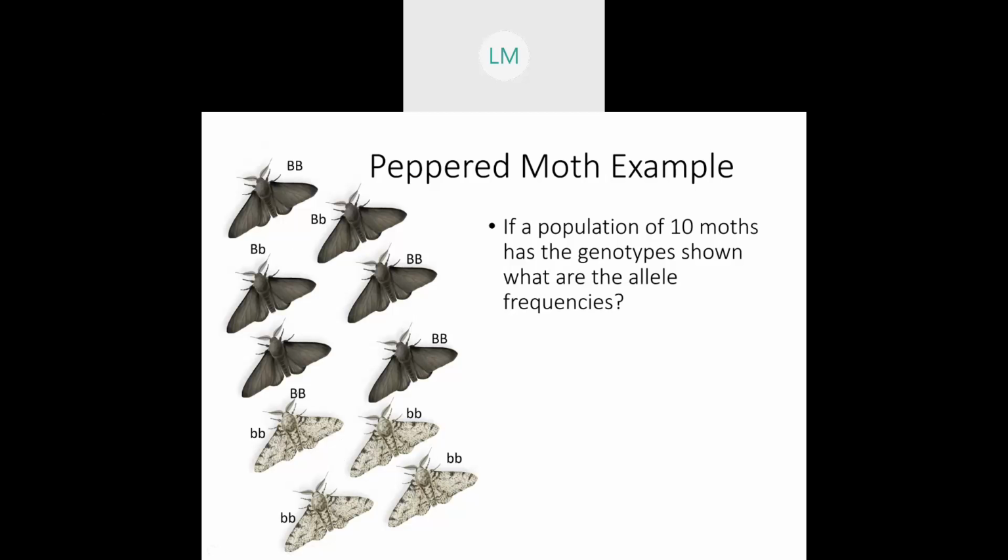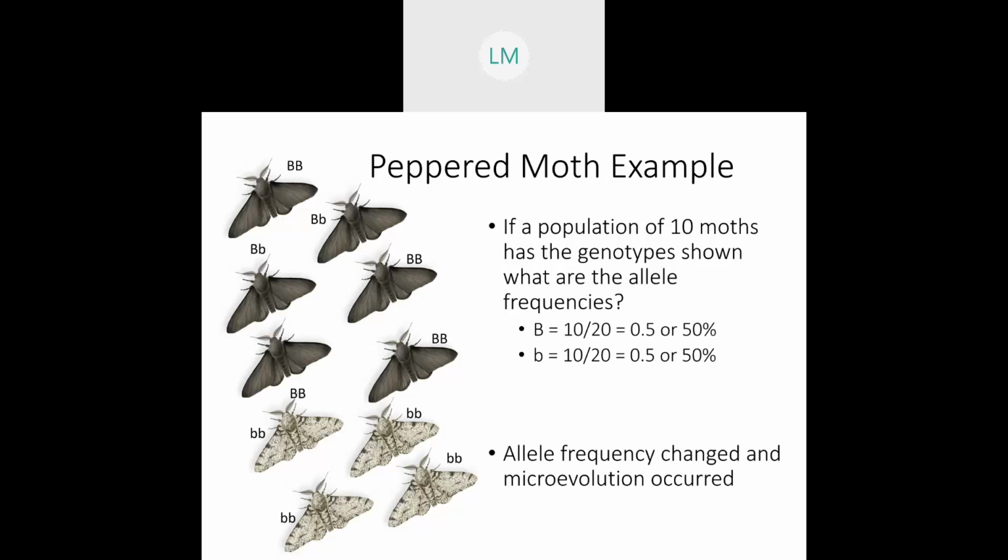So now we want to talk about our allele frequencies again. So we want to calculate our allele frequencies now to see if they've changed. So our big B, if we count up all of our big Bs, we've got 10 of them. So 10 out of 20 is 0.5 or 50%. And if we do that with our little b's, we also get 10 out of 20 or 50%. So this is different than the percents we saw before. So when we have this change in allele frequency over time in this population, we can say, yes, microevolution has occurred.